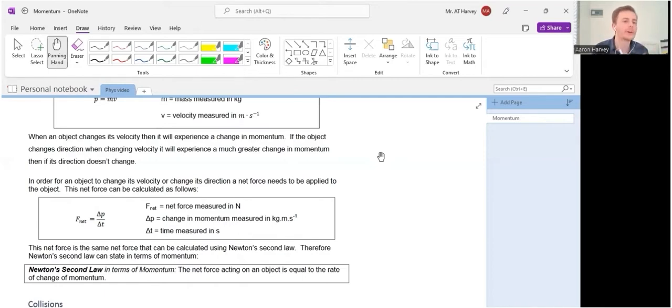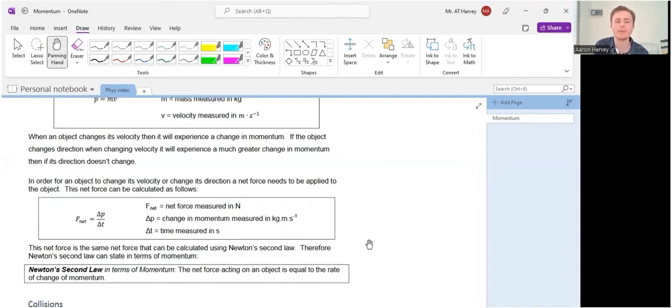So what we were going on about here before I went off on my tangent is that if there is a change in momentum, a change in momentum can only happen if there is a force applied. If we look at this nice, pretty formula that's next, they'll say, in order for an object to change its velocity or change its direction, a net force needs to be applied to this object.